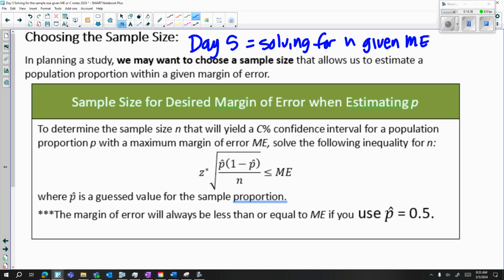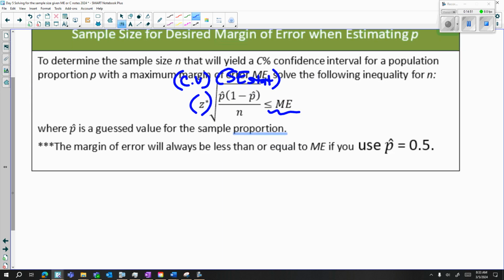So this is just showing you the setup of the margin of error, which is the critical value times the standard error of the statistic. And it's showing you have to set it to be less than or equal to the margin of error. And look, here on the bottom, the star and the highlighter. It's saying if we don't know p or p hat, you're going to use 0.5 in this spot right here. All right? That's the key.